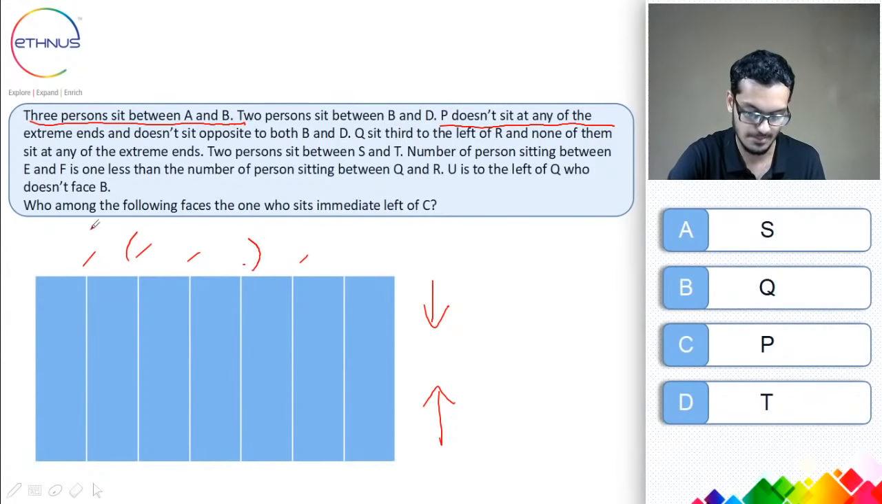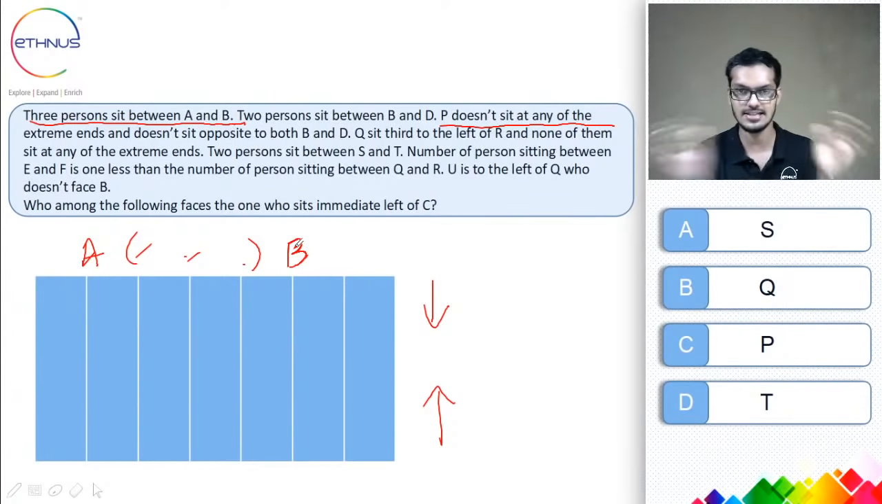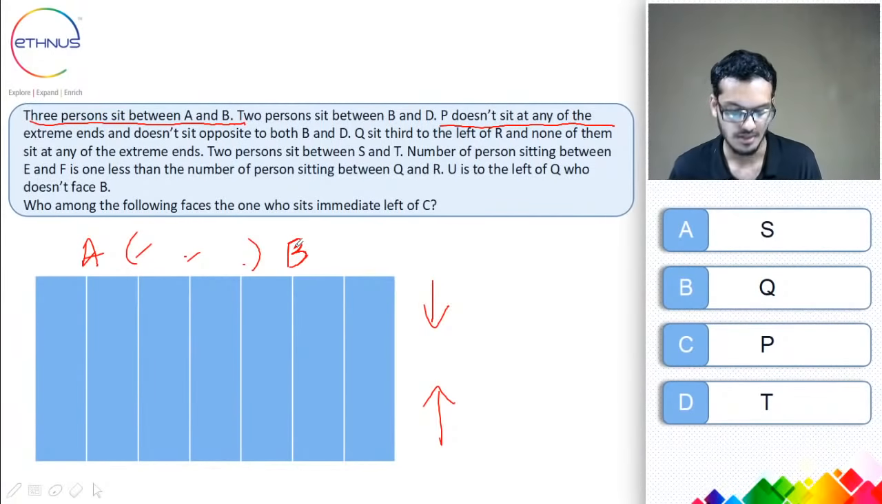Let me consider A here, just as an example, and 3 people are between A and B. So let me consider these 3 positions, and let's consider this as B. You can take the other side also, but I'll consider this side. If you take the other side, you can just shift B to the other side.